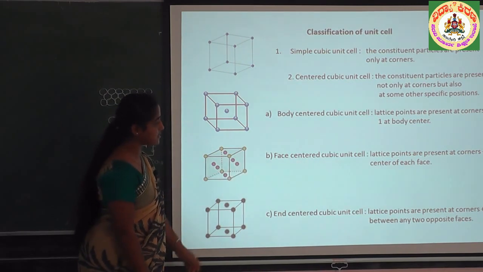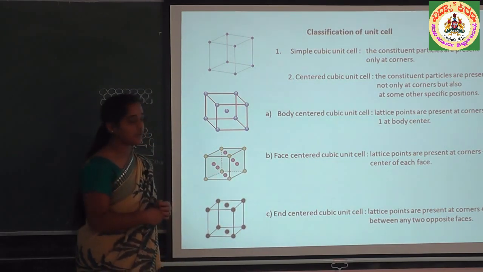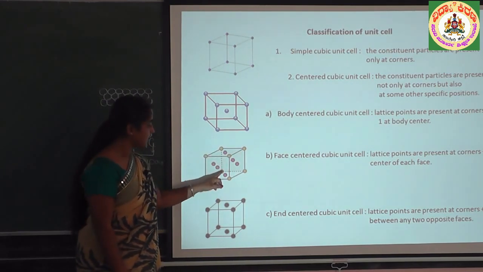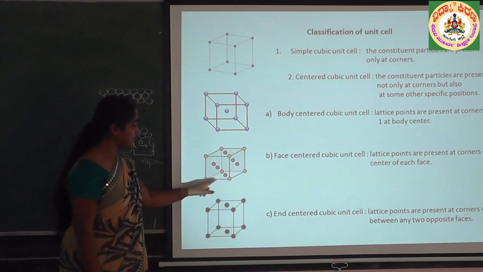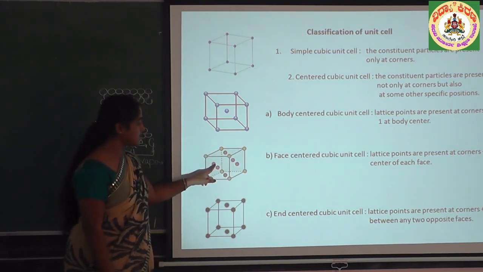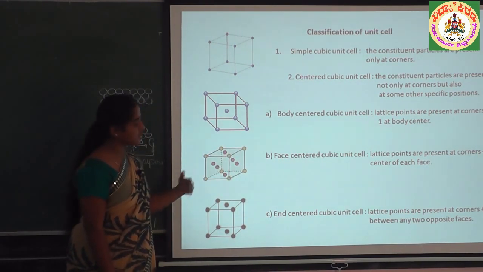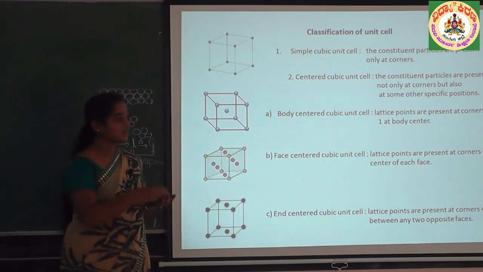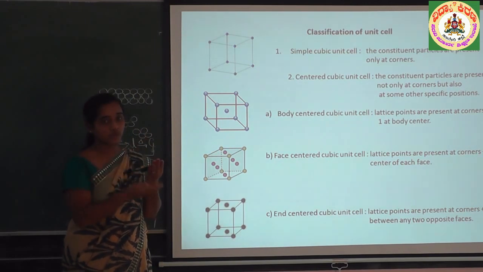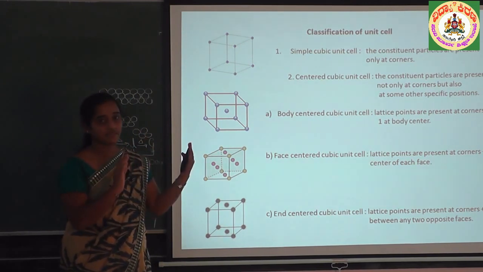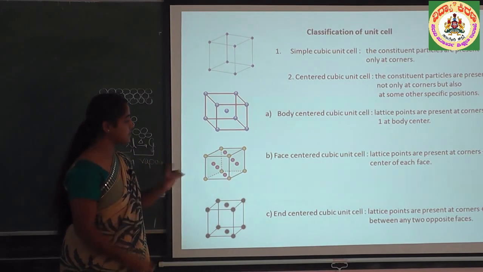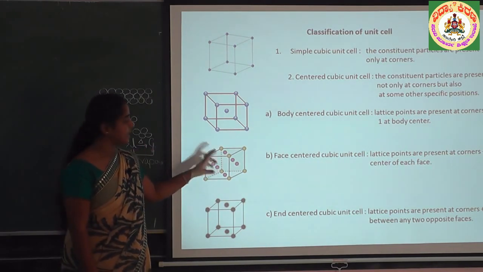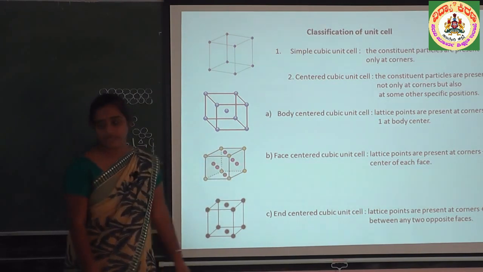Then the third one, face centered cubic unit cell. Here the constituent particles are present at corners. These yellow dots indicate they are present at the corners. These red dots indicate they are present at the faces. Suppose I take a box, there are 6 faces: top, bottom, front, back, and left and right. So there are 6 faces. At each face one constituent particle is present.